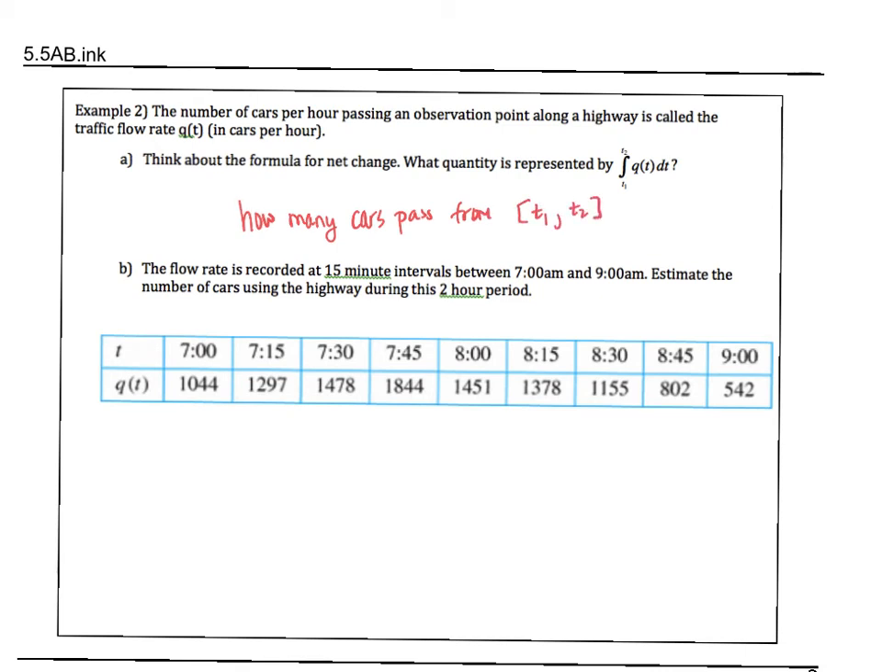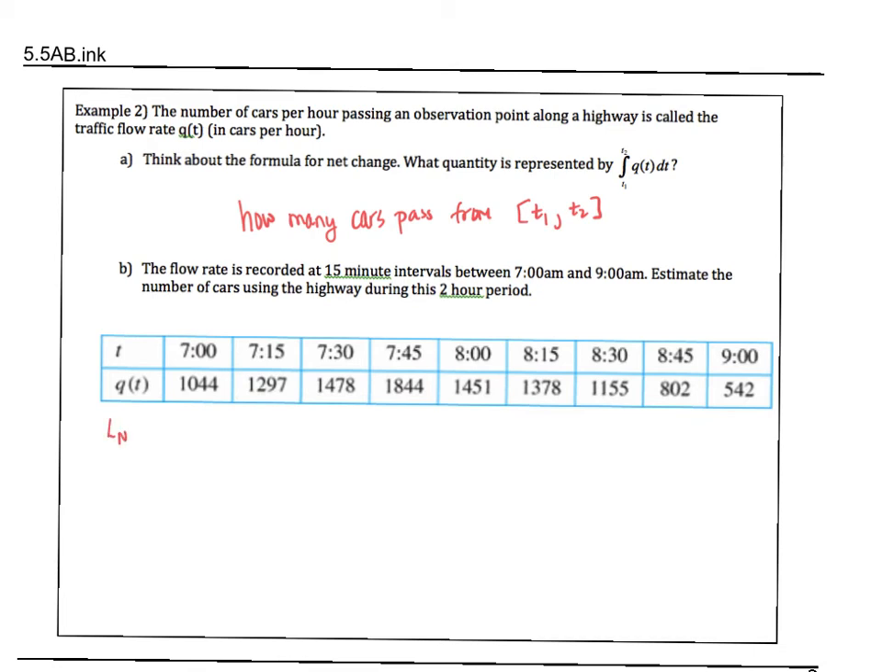So the flow rate is recorded at 15-minute intervals between 7 a.m. and 9 a.m. Estimate the number of cars using the highway during this 2-hour period. So remembering that if we're looking for the total number of cars and we're looking at an integral, then we're also looking at the area under the curve. Right? And the first way we learned how to do the area under the curve was through rectangle approximation. So if we want to truly get a good approximation of this integral of Q of T, specifically from 7 to 9 a.m., then we're going to use left and right Riemann sums in order to come up with an approximation. So we'll start with our left-hand Riemann sum.